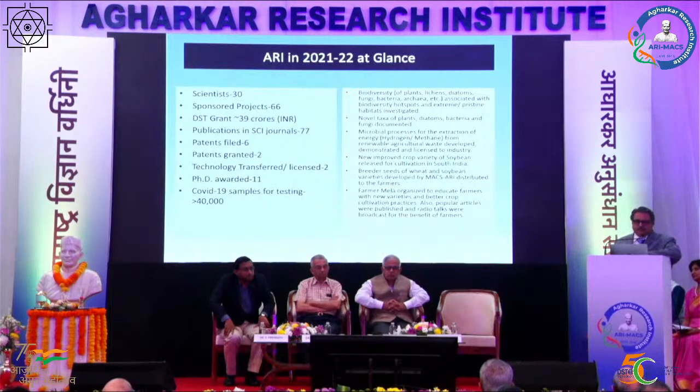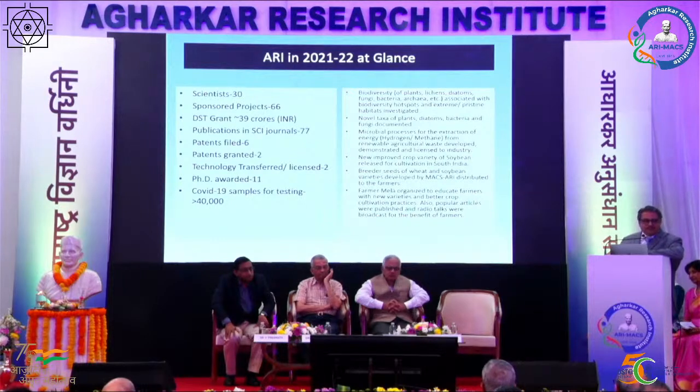We are 30 scientists. We have 66 extramural sponsored projects. We have received the DST grant of 39 crores for the last year, which is now increased to 48 crores, which is approved grant. We have 77 publications in SCI journals, 6 patents filed, 2 patents granted, 2 technologies transferred and licensed, and one more I hope will be done today in the afternoon. And there are 11 PhD students, and we have done significant sample testing for the COVID lab.